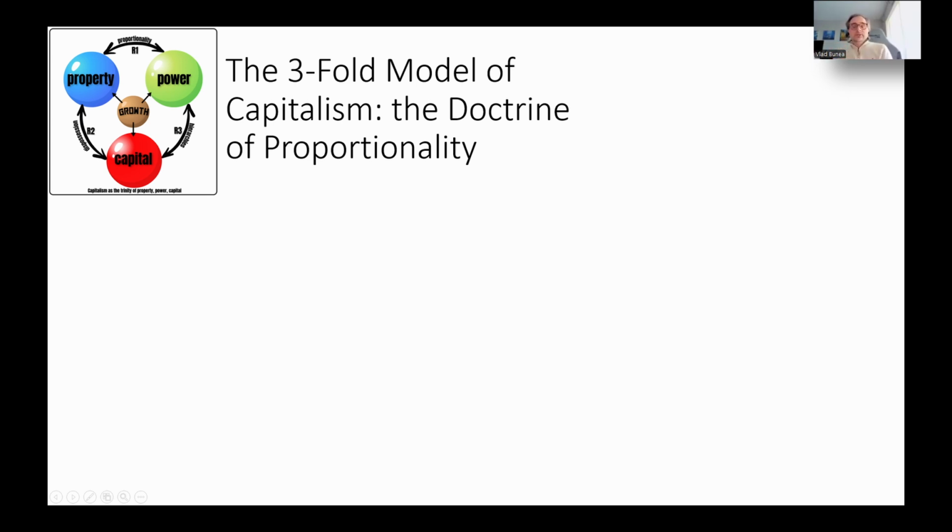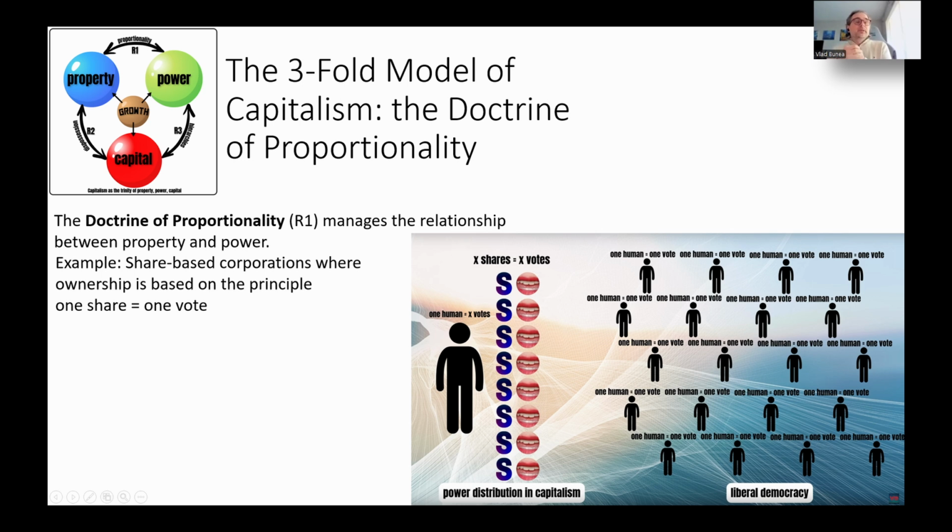If you look at the dictionary definition, a doctrine is something like a principle or a body of principles presented for acceptance or belief, whether it's religious, political, scientific, or philosophic, a dogma, a rule or principle of law, especially when established by precedent. One perfect example of the embodiment of this doctrine is how the share-based corporations operate. And they operate, most of them, on the principle of one share equals one vote.